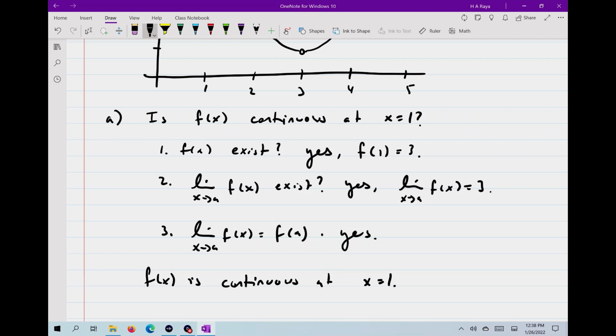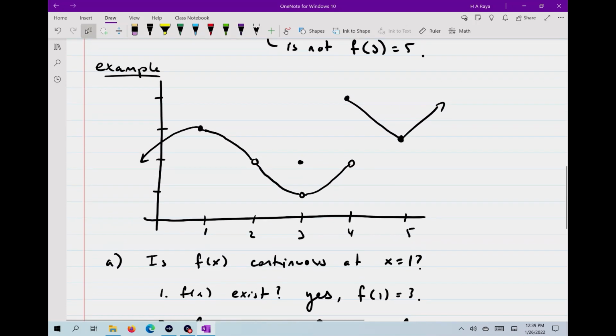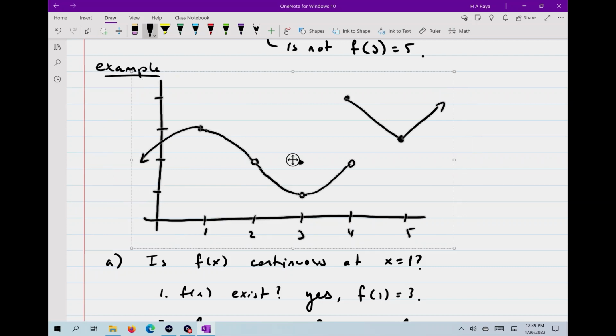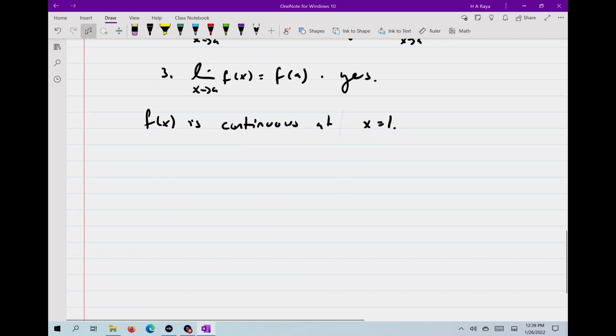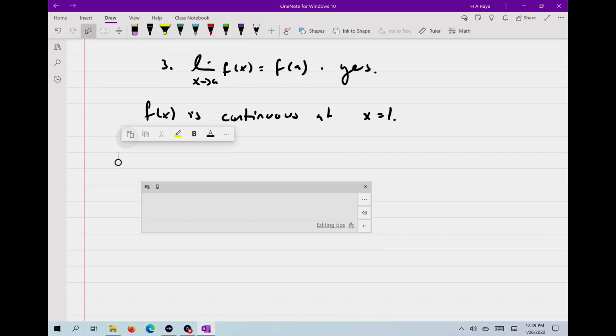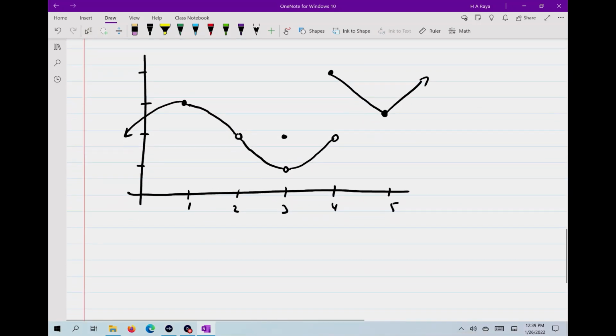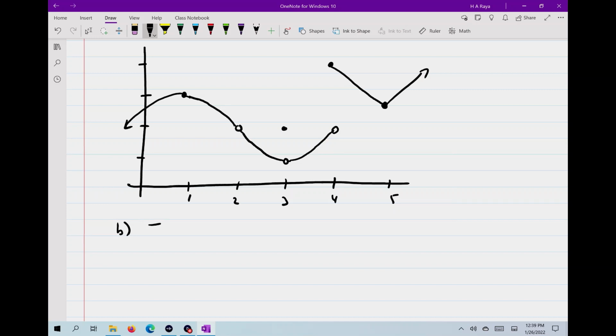We can repeat this process and see if our function is continuous at 2. Let me copy this function down, and let's again ask ourselves the question whether or not our function is continuous at 2. So again, we have three criteria to meet. First of all is the value of my function existing. Does f of 2 exist?